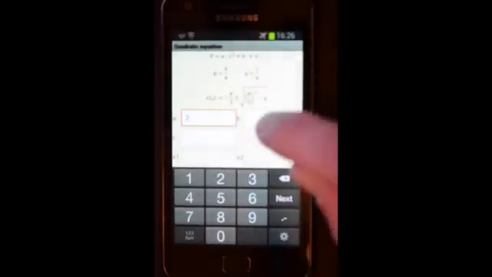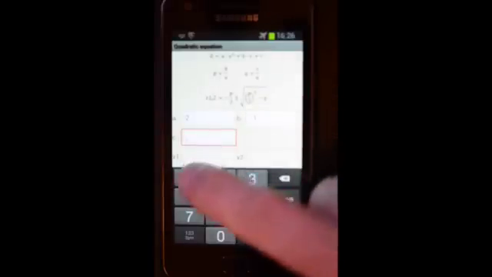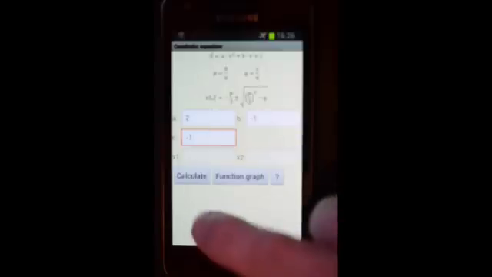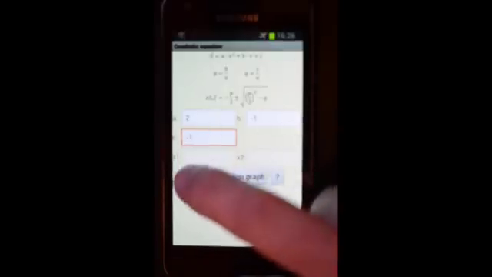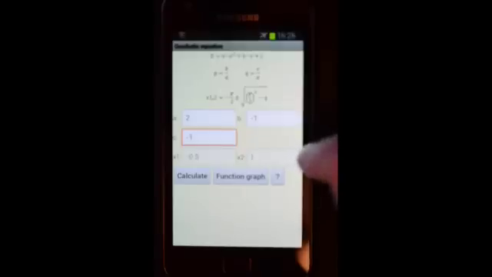2, negative 1. So now we press the button calculate. This means the calculation will be executed. The result for our equation is negative 0.5 and 1.